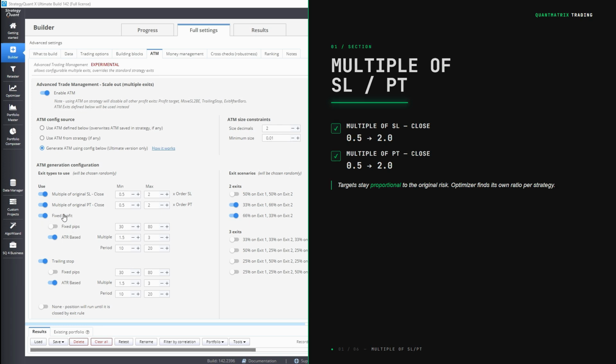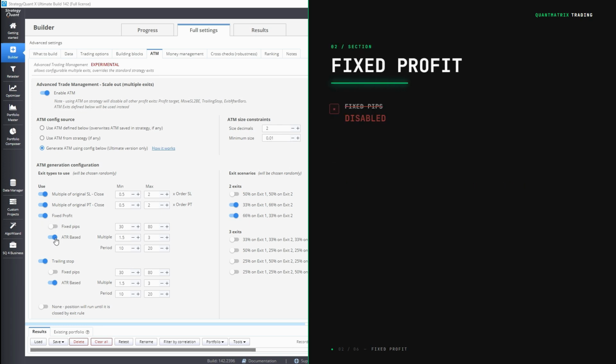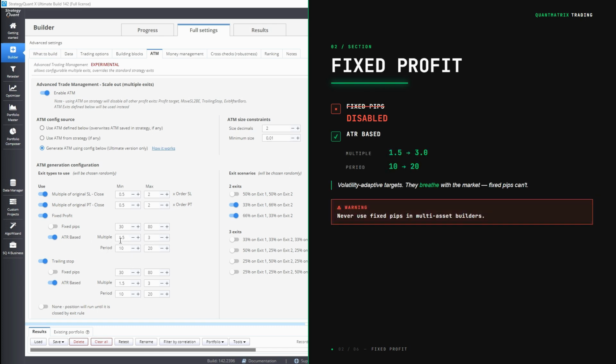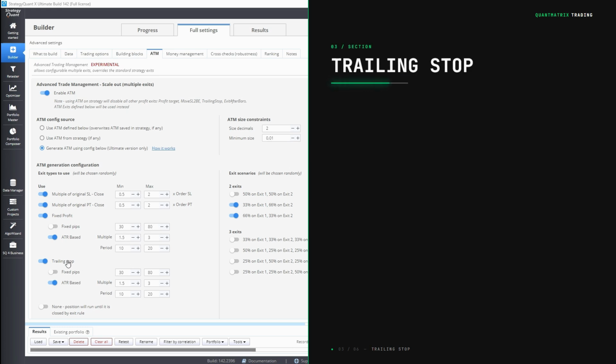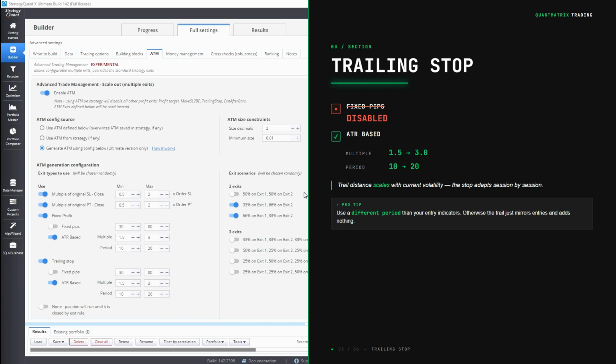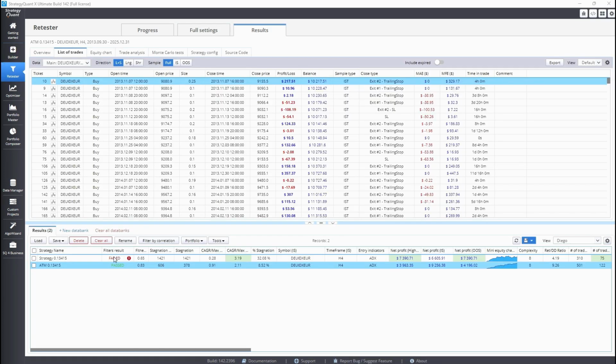Fixed profit, never use fixed pips, use an ATR based one, with the period between 10 and 20, and the multiple between 1.5 and 3. The same for trailing stop, never click this. As I mentioned, 33% in the first exit, 66 in the second one. So let's go to the strategy.